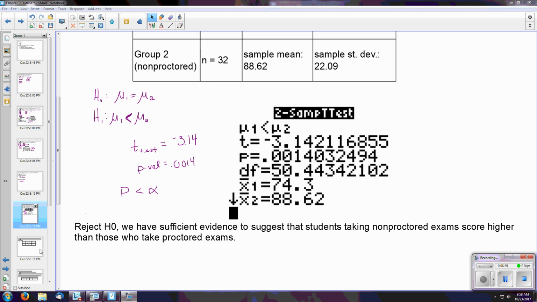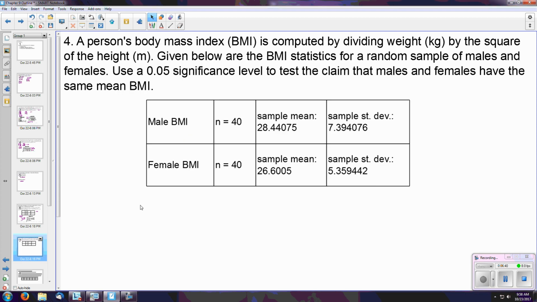Next, let's take a look at another example where we're dealing with independent samples. A person's body mass index is computed by dividing their weight in kilograms by the square of their height in meters. Given below are the BMI statistics for a random sample of males and females. Use a 0.05 significance level to test the claim that males and females have the same mean BMI.